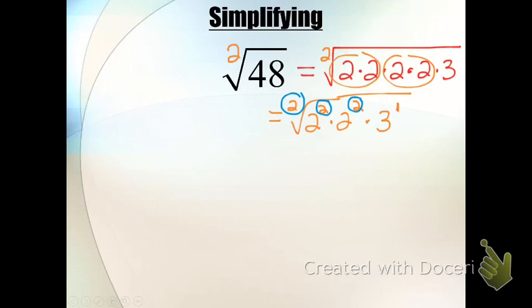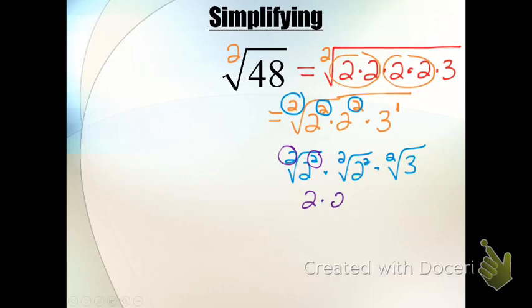So next we'll use our product property, and we'll break this up into the square root of 2 squared times the square root of 2 squared times the square root of 3 to the first, which is just 3. Remember that a square root and a square are inverses and they undo each other. So the square root of 2 squared is 2. 2. Then we've got the root 3. And 2 times 2 is 4. So our final solution for this question would be 4 root 3.